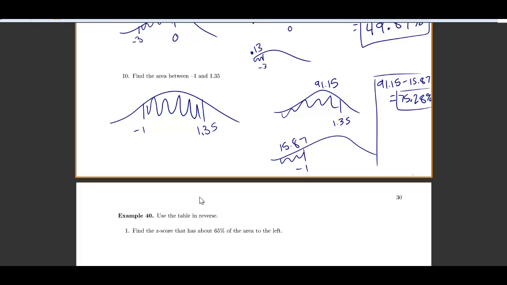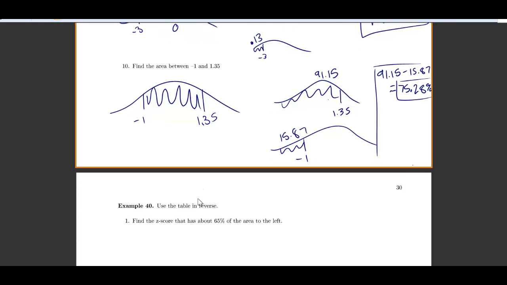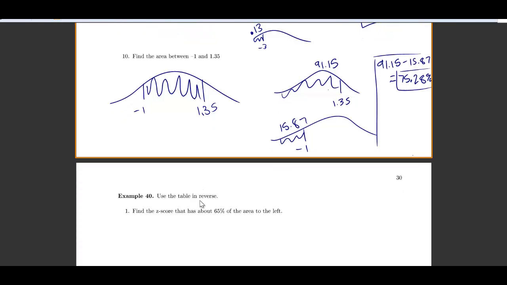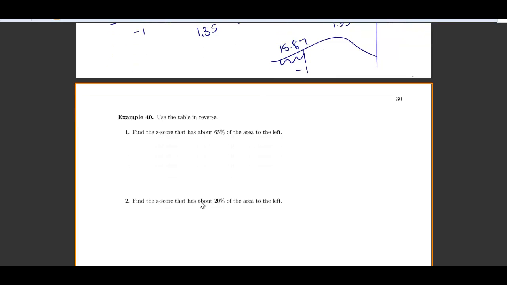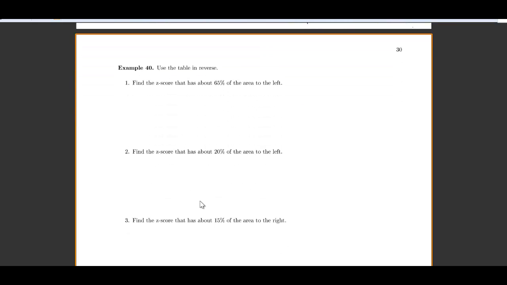So that's using our normal table to look up areas. Now we're actually going to use it in reverse. So now we're going to know what our area is and try to figure out the z-score that has that area. So example 40, or number 1, find the z-score that has about 65% of the area to the left.